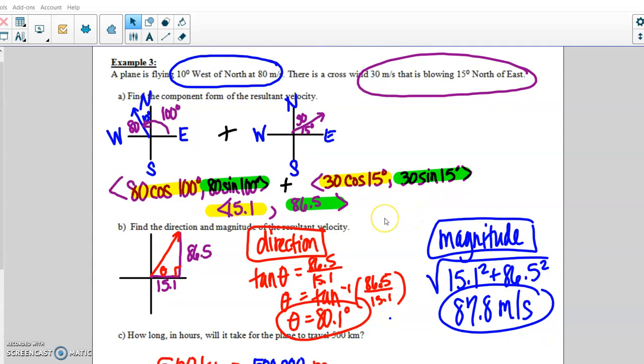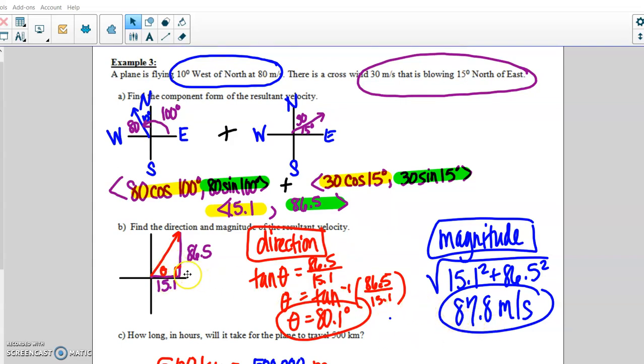Part B says to find the direction and magnitude of this resultant velocity. Again, this is just like example 2. So if we draw a picture, our tail is at the origin here. For the head of our vector, I'm going to have to go right 15.1 and up 86.5, because that's what the component form was that we found. So that's the coordinate of the head of the arrow of our vector. Again, to find the direction, what this angle is here of our vector, we're going to use arctan. In your calculator, you're going to type arctan of 86.5 divided by 15.1, and you should get that theta is 80.1 degrees.